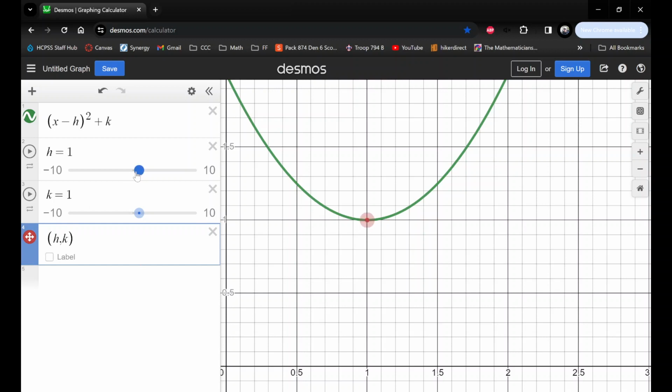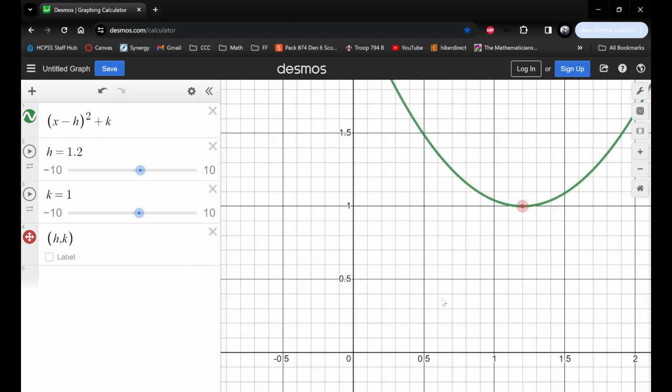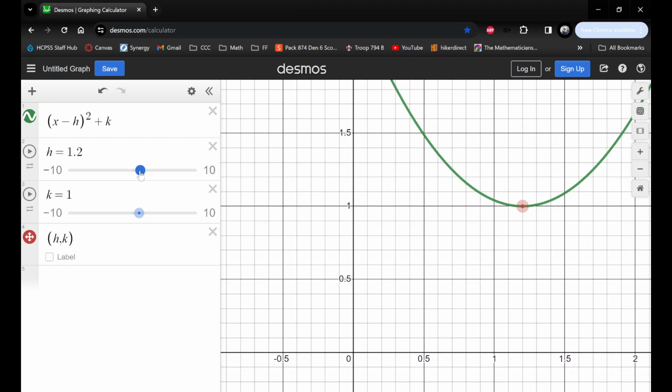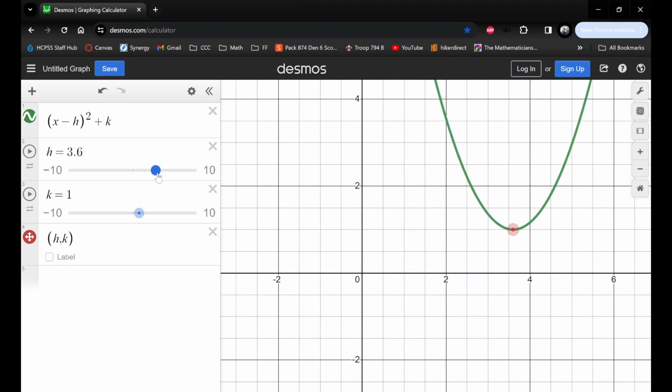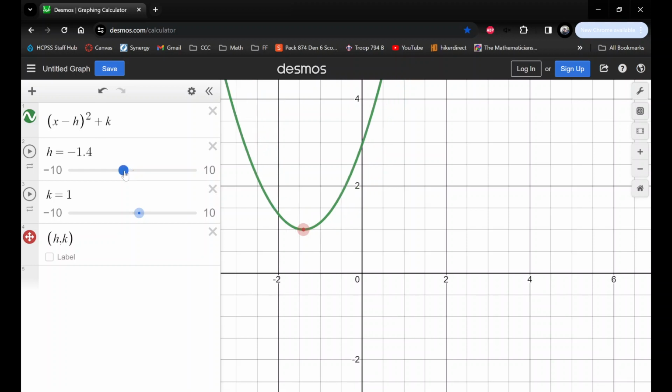And as I move h, h is what's in here, the minus h. As I make h bigger or smaller, so as I make it positive, so it's minus h now, right? So when I do minus like 4, well, I'm going to run out of room here, but let's zoom out some. When I make minus h bigger, you see it moving to the right? As I make it smaller, it moves left. And when it becomes minus a negative, so x minus negative 0.8 is really plus, right? So when it's a plus in there, that's moving it left and right.